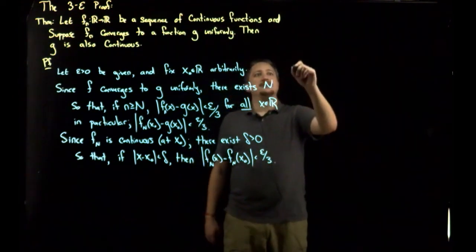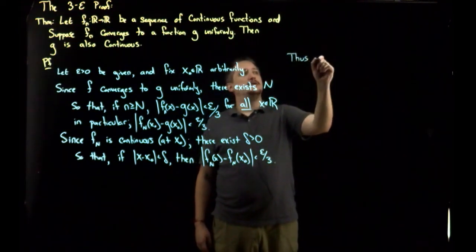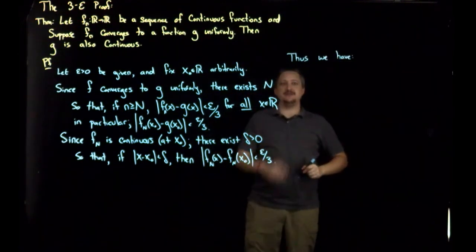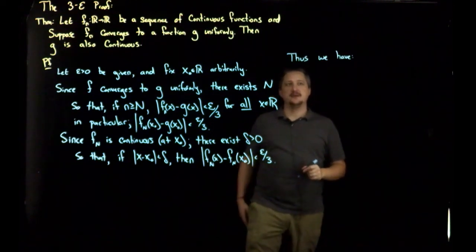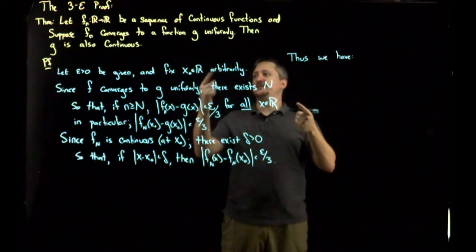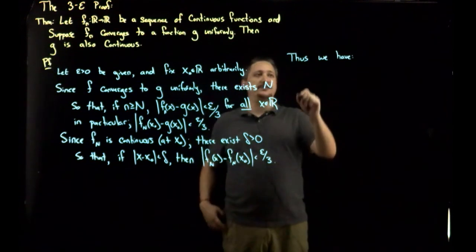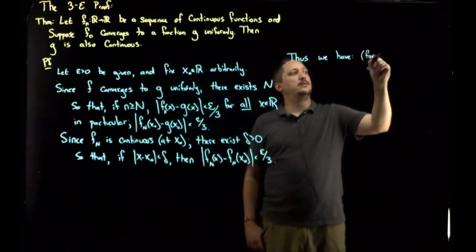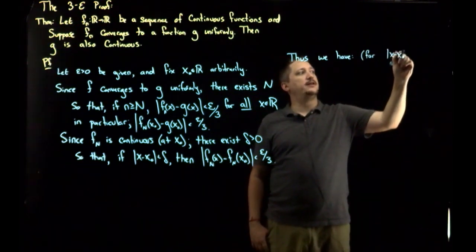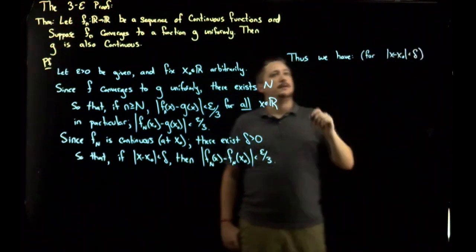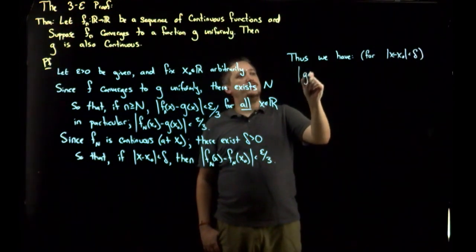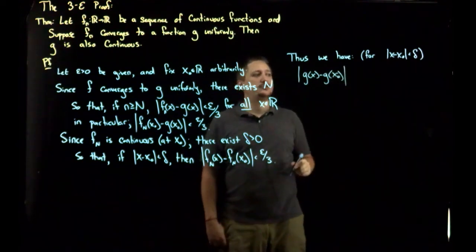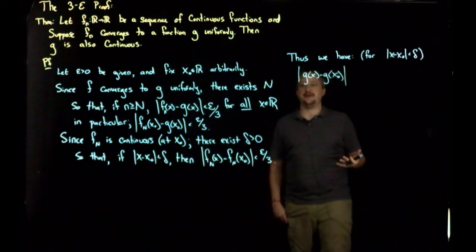So, thus, we have a long string of equalities and inequalities. Remember, our goal is to show that g is continuous at x naught for an arbitrary x naught. What does that mean? For |x minus x naught| less than delta, we want to look at |g of x minus g of x naught|, and we want to conclude this is less than epsilon, right?